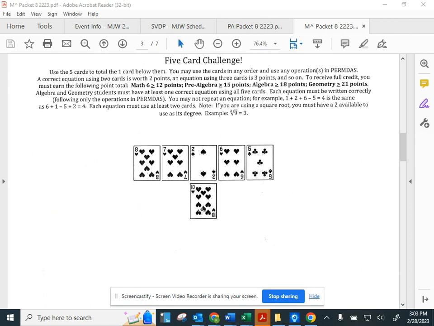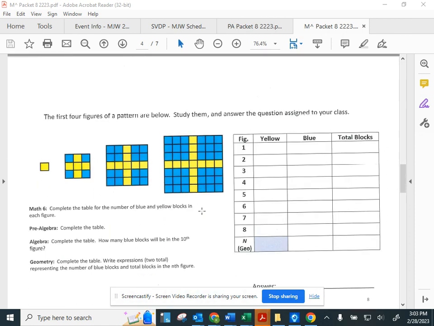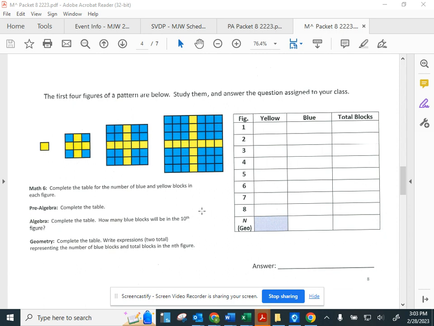Our next page is our pattern page. Math 6 needs to complete the table for the number of blue and yellow blocks all the way down to here. We don't need to worry about the geometry section.